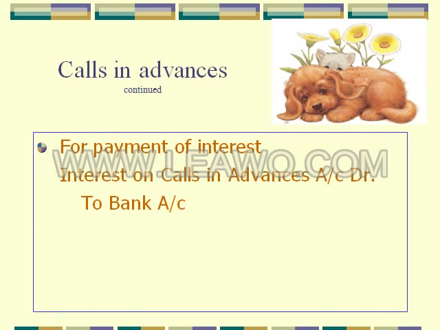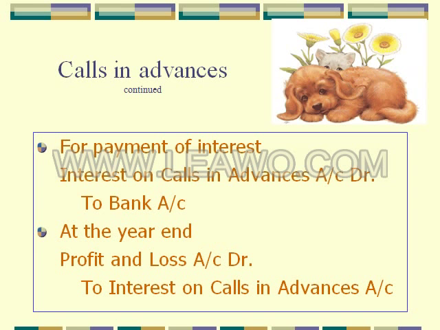For recording the payment of interest on calls in advance, we pass an entry interest on calls in advance account debit to bank. At the end of the year, the amount of interest on calls in advance is transferred to profit and loss account with the following entry: profit and loss account debit to interest on calls in advance account.